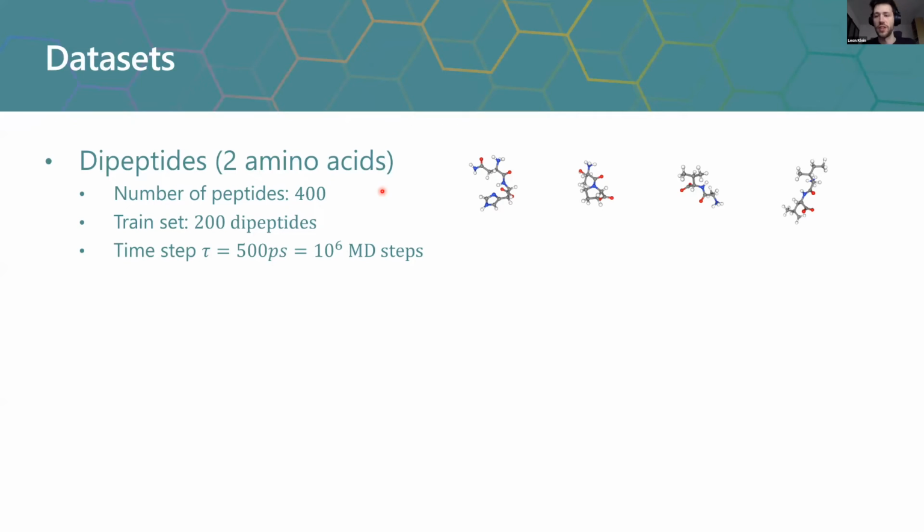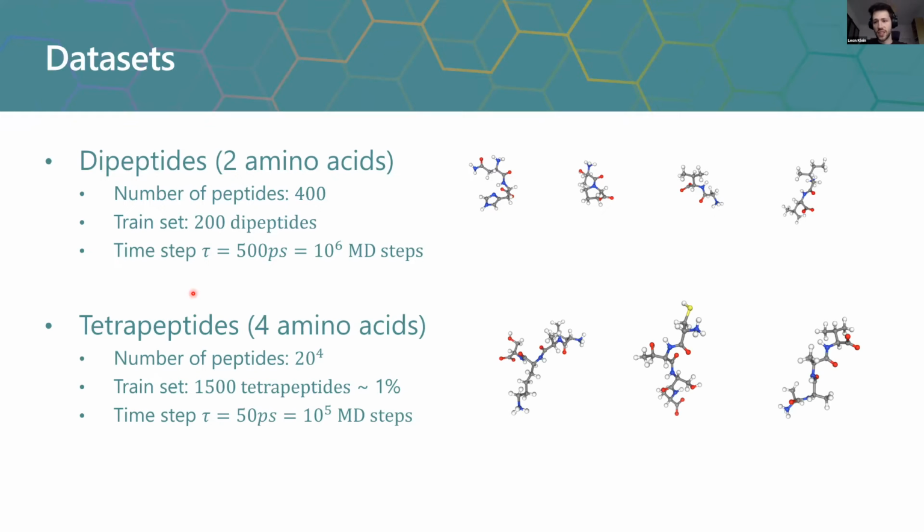We'll show you the results for dipeptides, consisting of 2 amino acids. The total number of possible combinations is 400, and we train on half of them with a time step of 500 picoseconds. The second, more challenging data set we are looking at is tetrapeptides consisting of 4 amino acids. Now there are 20 to the power 4 possible configurations, and we train only on 1% of these, which are 1,500 tetrapeptides. Here we use a smaller time step in order to get higher acceptance probabilities.